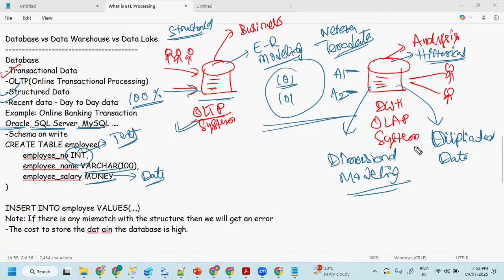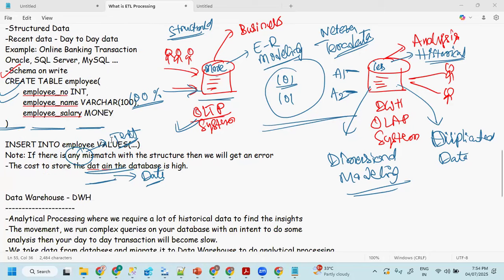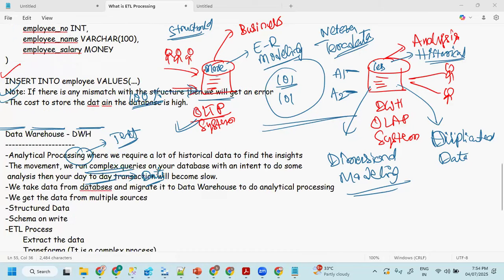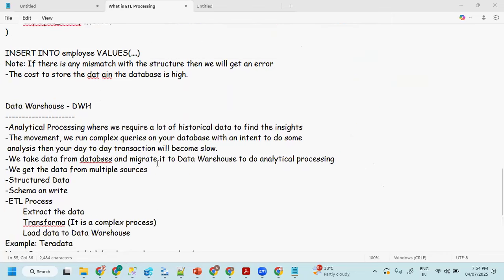And here we are going to have historical data and duplicated data. Here we have a very small number of tables, and here we have more and more tables. The cost is common for both of them; both are high cost. If the schema is mismatched, then you cannot feed the data into the tables. So that is about the OLTP system, and I mostly covered the data warehouse also.